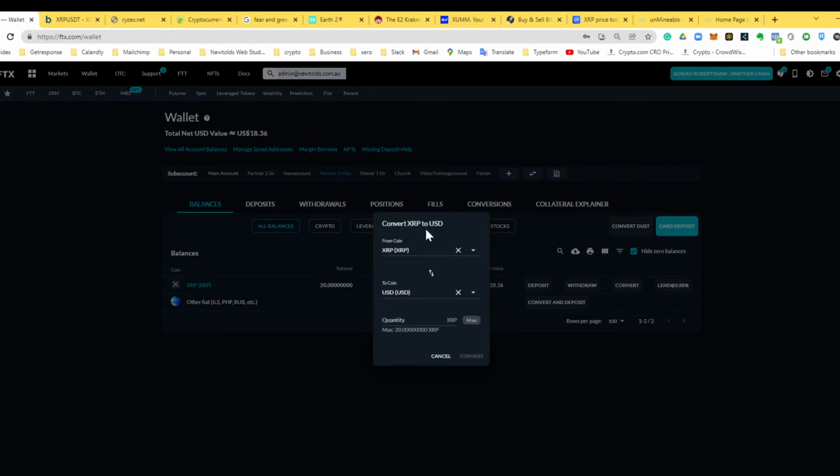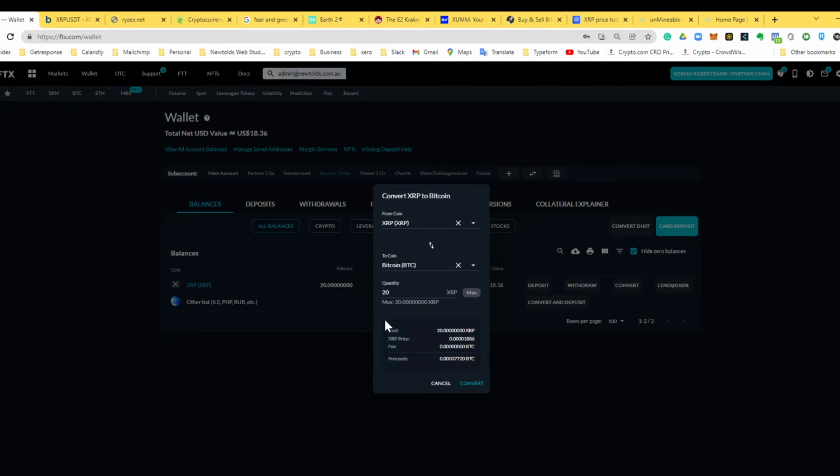Converting. If you want to convert XRP to, say, Bitcoin, you can have a look at that. What can I do? You can change 20 XRP. It's going to cost you nothing through XRP, and then at 0.00337 to BTC, or you can convert half of it if you like.